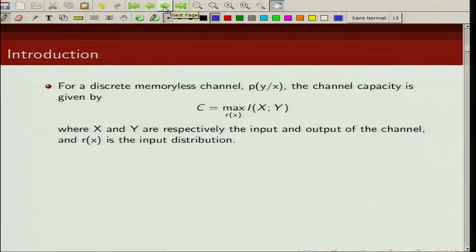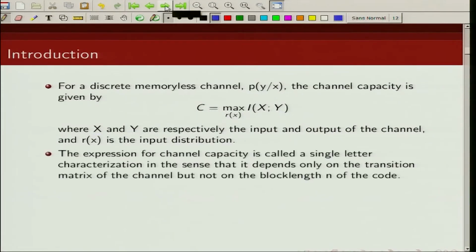As we know, for a discrete memoryless channel with transition matrix given by P of y given x, channel capacity is given as the maximum mutual information between the input x and the output y, and the maximization is taken over all input distributions. Here I am denoting the input distribution by r of x. X is the input to the channel and y is the output of the channel. This expression for channel capacity is what we call a single letter characterization. This channel capacity depends on the transition matrix of the channel. It does not depend on the block length of the code used.